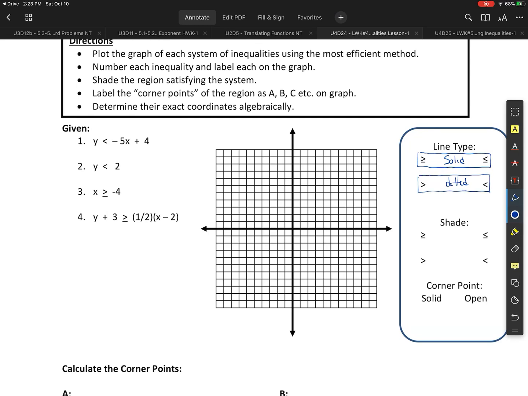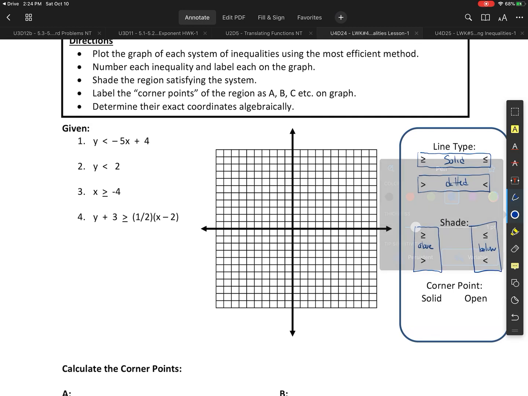Now with these lines, we have to shade above and below. If we have a greater than or equal to, we will shade above. If we have a less than or equal to, we will shade below.